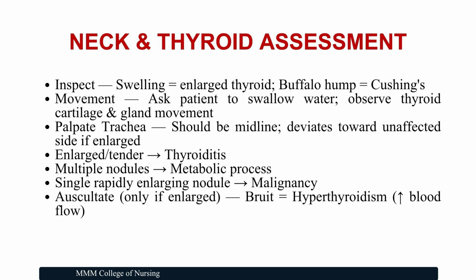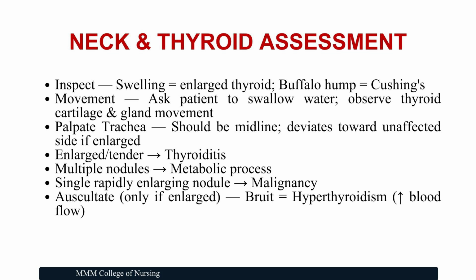And palpate from behind with your fingertips. A normal thyroid is smooth, firm and non-tender. A tender enlarged gland suggests thyroiditis. Multiple nodules suggest a metabolic process. A rapidly enlarging single nodule is concerning for malignancy.